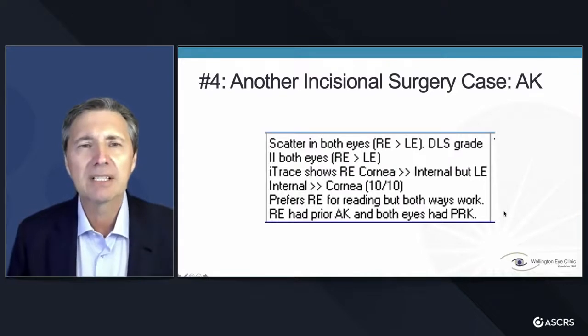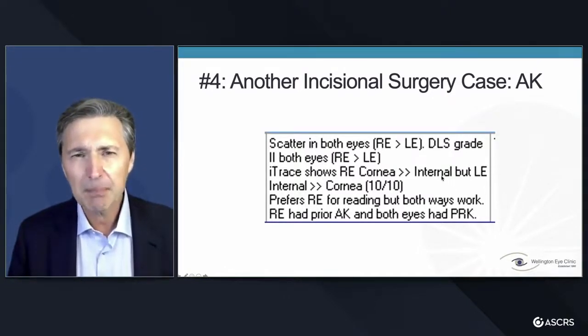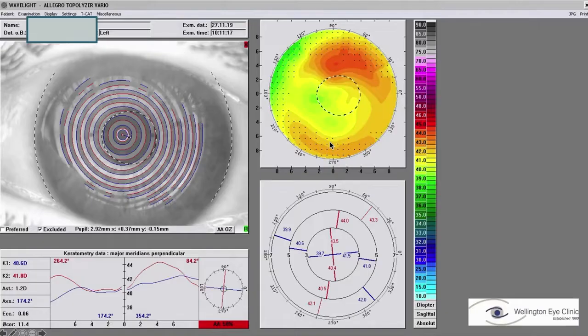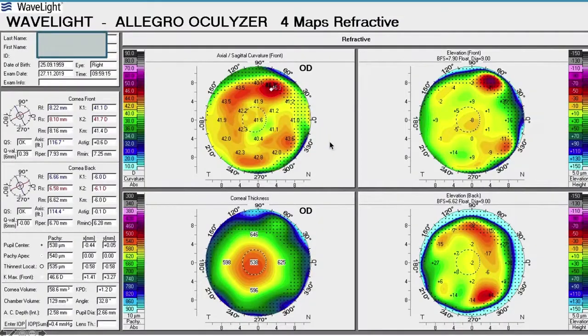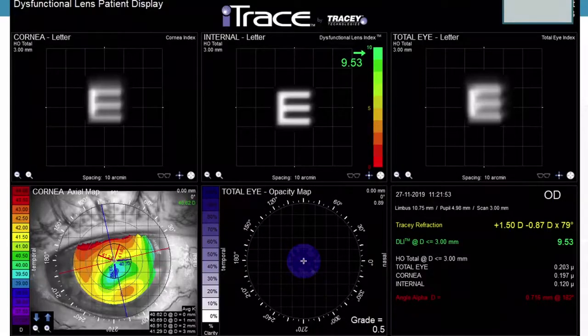And then the last case I want to share with you is a previous case of an incisional keratotomy. A patient comes in with DLS grade 2, and the iTrace shows that the right eye cornea is the bigger issue, and on the left eye, it's more internal. So here's the Placido disc of the right eye, of the left eye, and confirmed with Scheimpflug. It's very, very similar images. So we know there's corneal involvement.